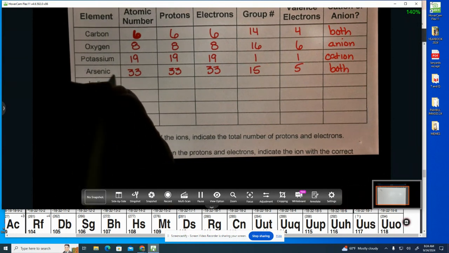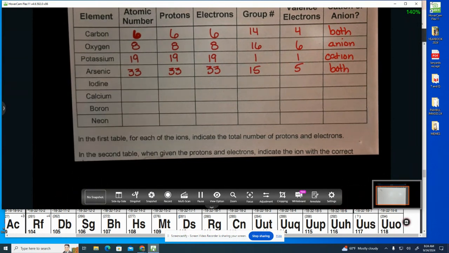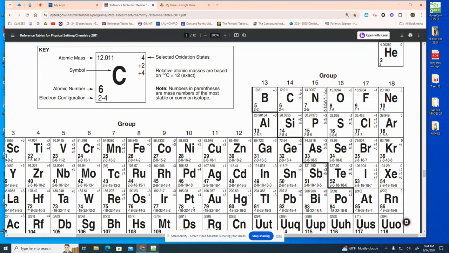Okay. Iodine. Am I going too fast, or are you okay? Yeah. All right. Iodine's right here. 53. 53 protons, 53 electrons. It's in group 17. It has how many valence electrons? 7. And it can form both. However, most of the time it's going to be a -1. That's why it's listed up on top. The one that happens the most is up on top.